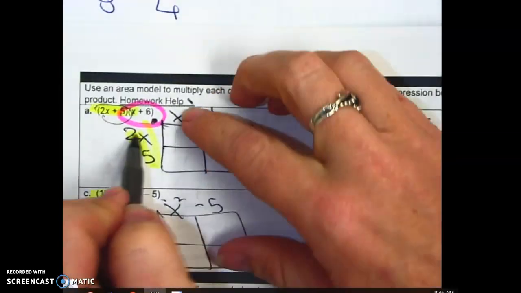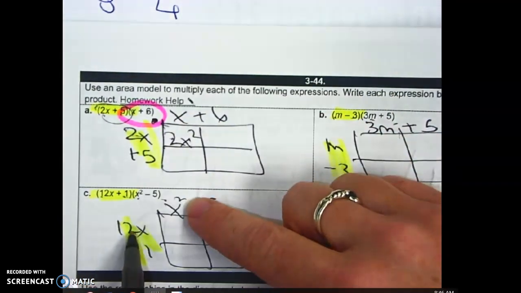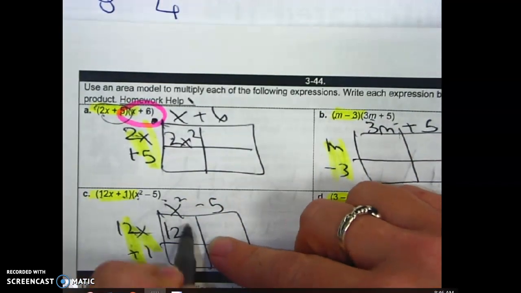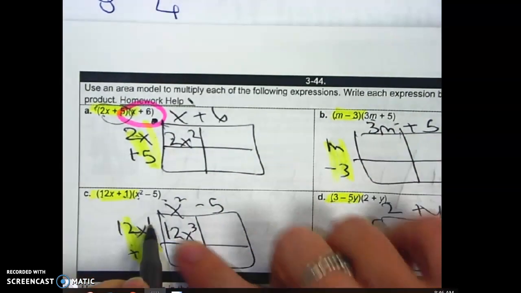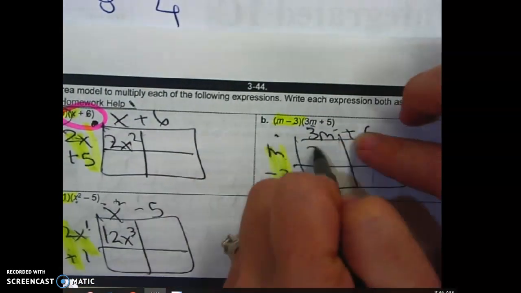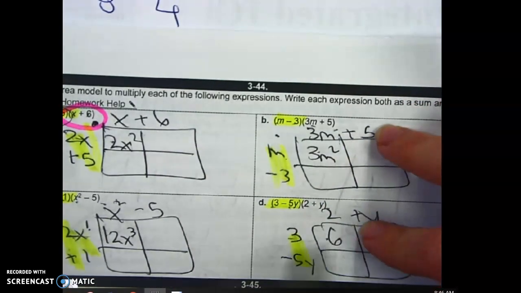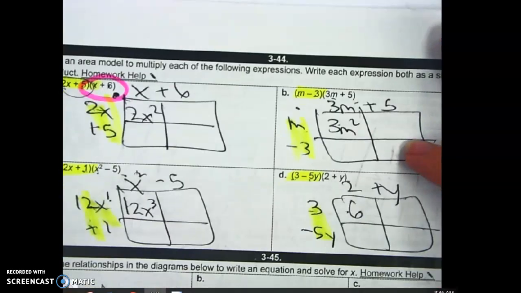I'm going to multiply 2x times x, 2x squared. 12x times x squared, 12x cubed. Why is that? Because 1 plus 2 is 3. M and 3m, 3m squared. Remember, you're multiplying, not adding. 3 times 2, 6. Let's do the next box.